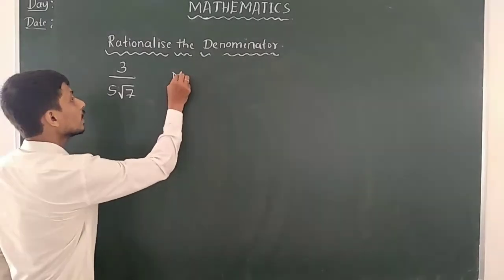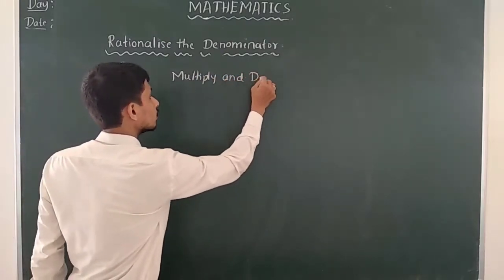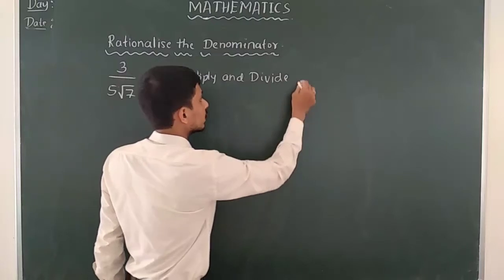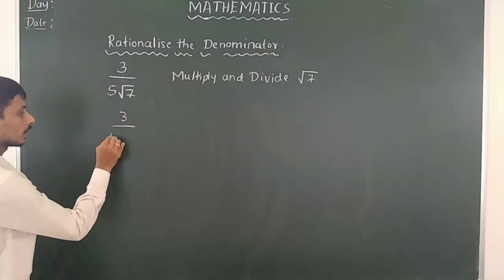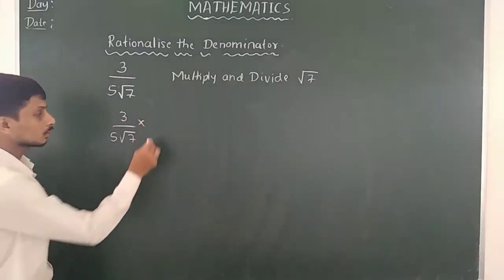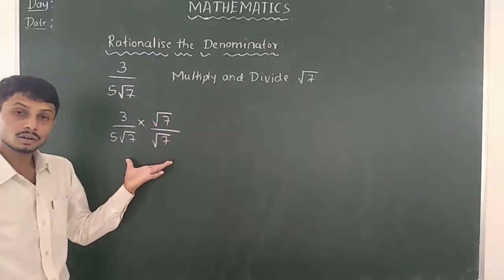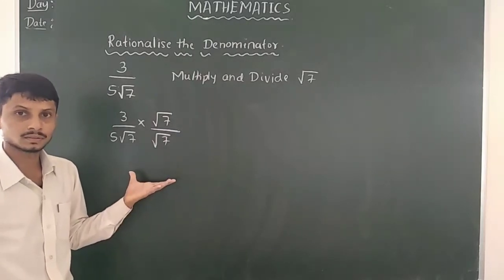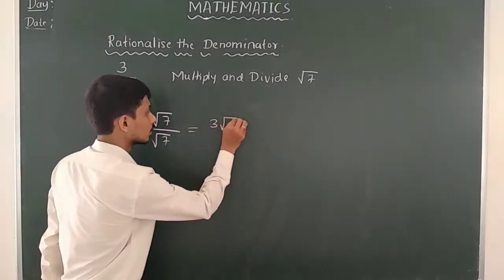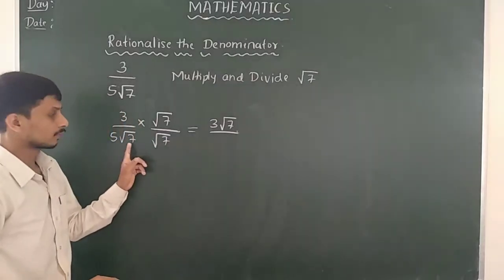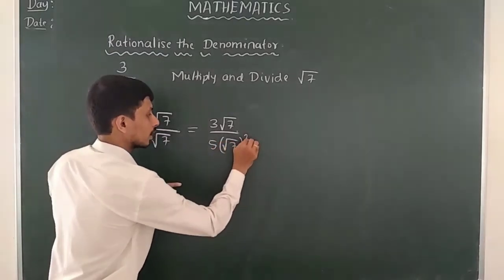That is, multiply and divide by root 7. So what we have here: 3 by 5 root 7. Here we have to multiply with root 7 divided by root 7. The value of the number does not disturb here. So after that we have to multiply: 3 into root 7 divided by 5 root 7 into root 7. That means 5 into root 7 whole square.